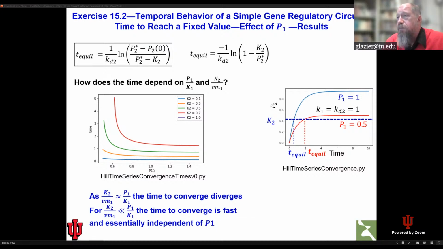And I'm actually puzzled here because on this axis I have P1 increasing and the time to convergence is slower. So that actually makes sense.